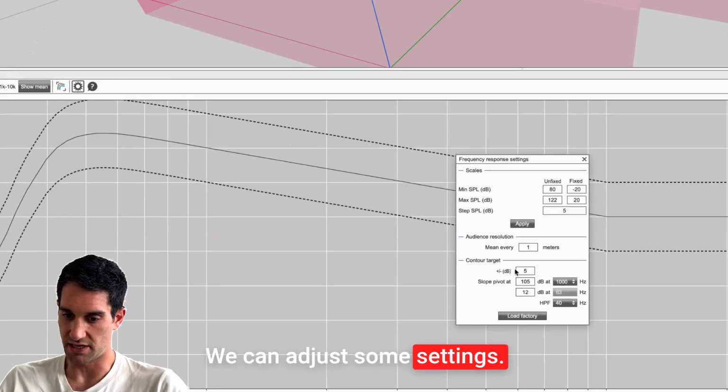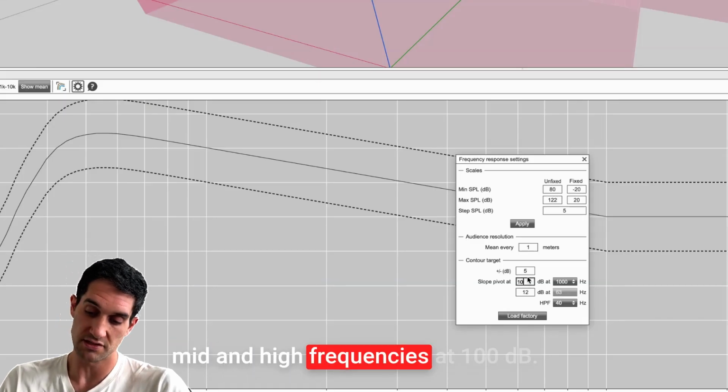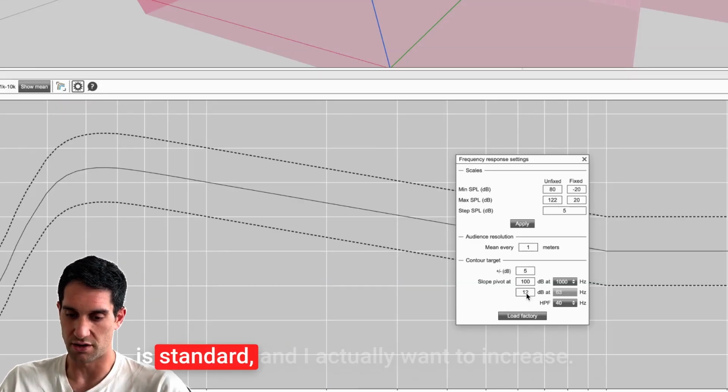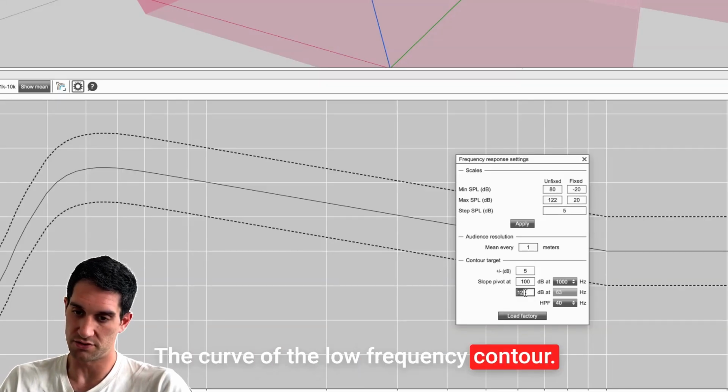We can adjust some settings. First thing that I want is a slope of the mid and high frequencies at 100 dB. So I'm going to bring that down from 105, which is standard. And I actually want to increase the curve of the low frequency contour.